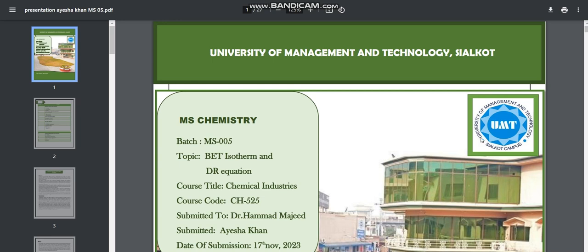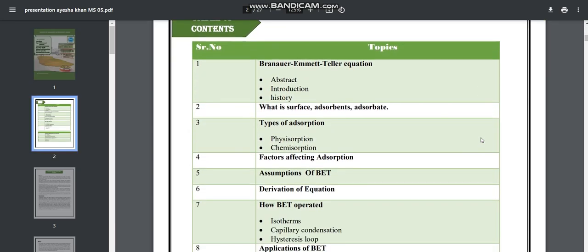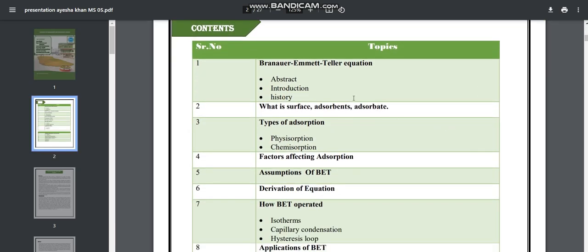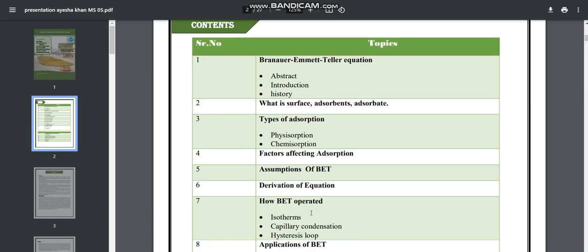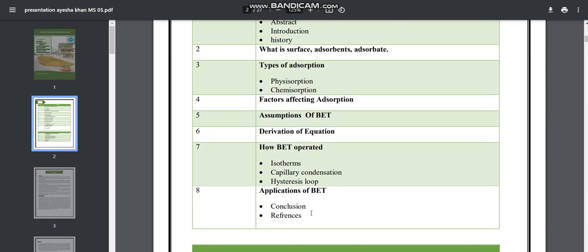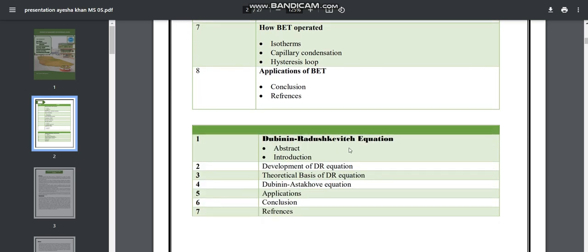First of all, we have a table of contents here in which we will discuss the abstract, introduction, history of BET, what is surface, adsorbents, adsorbate, types of adsorption, factors that affect the adsorption, assumptions of BET, its derivation, its operation, and then we have applications, conclusions, and references. While in DR equation, we will discuss the abstract, introduction, development of DR equation, its theoretical basis, Dubinin-Radushkevich equation, applications, conclusion, and references. So, let me start our presentation.